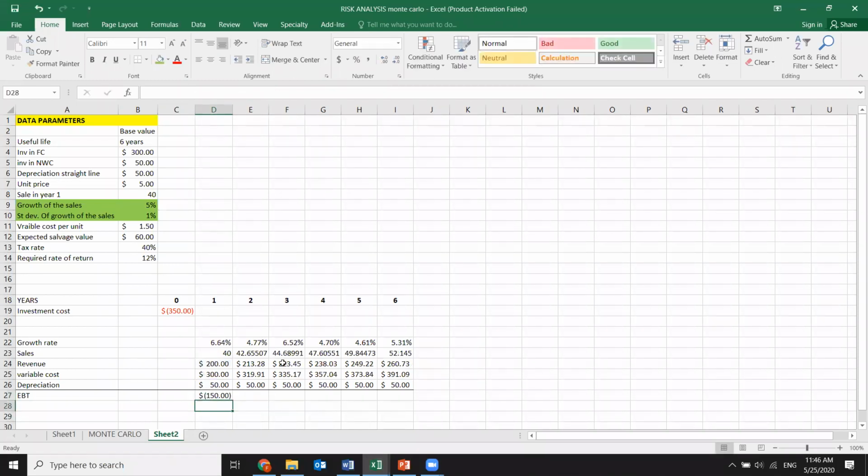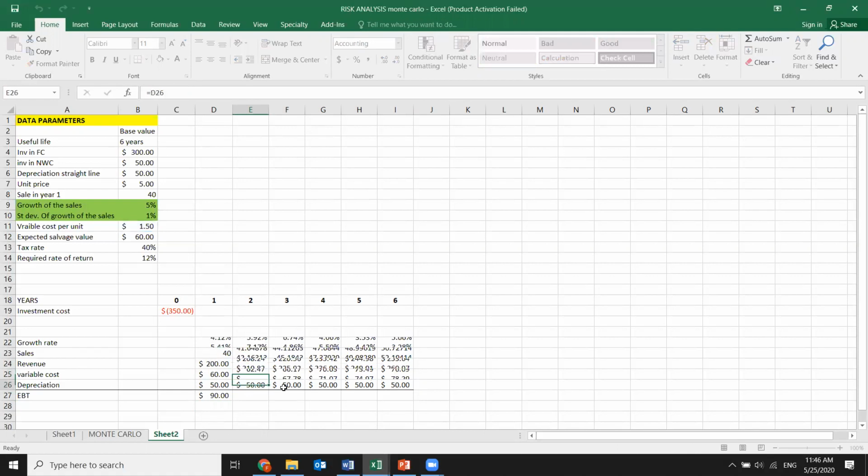So here we get negative 200. No, we're not. You see what we did? We multiplied the variable cost by the revenue. No. Sales and variable cost. Our mistake was that I multiplied the variable cost by the revenue. Now I'm getting this, dragging.